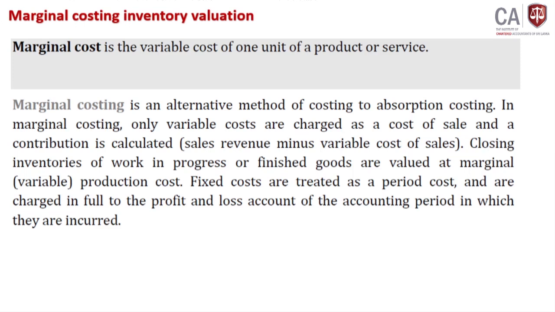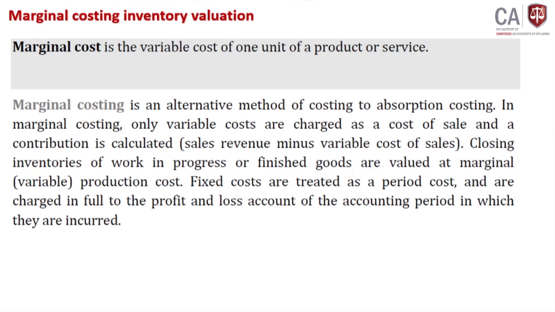Very important: in cost of sales you have only variable cost. But in absorption costing, you have both variable and fixed cost, which means full factory cost. Why? Because you have absorbed fixed production overhead cost into inventories. Therefore, it has full factory cost. Closing inventories of work in progress or finished goods are valued at the marginal variable production cost, right. So in marginal costing, inventories are valued at marginal production cost.